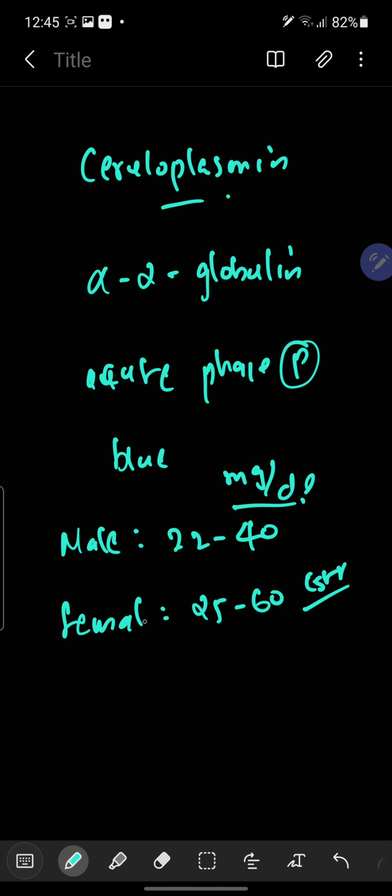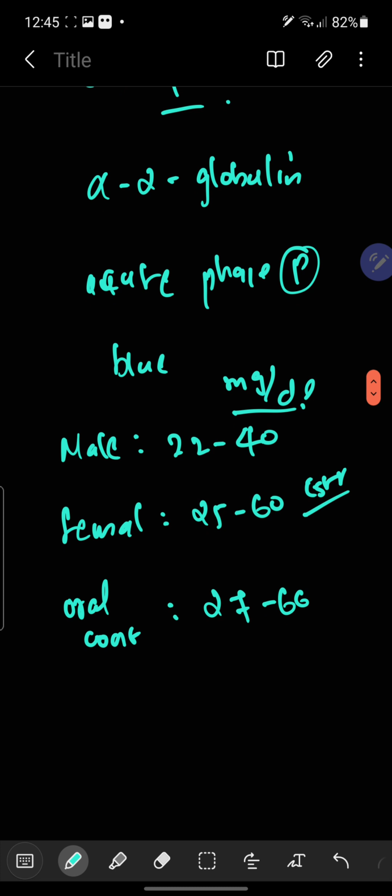When females are using oral contraceptives, they will have a concentration of 27 to 66 milligram per deciliter. During pregnancy, the ceruloplasmin level will be slightly increased. During pregnancy, it is 30 to 120 milligram per deciliter.